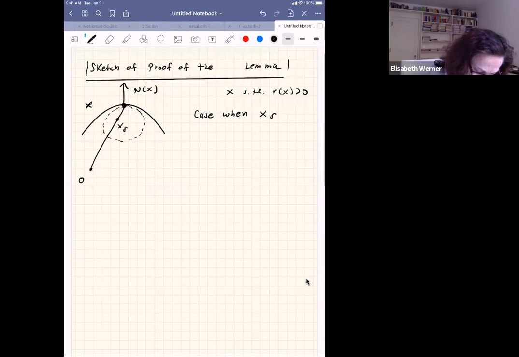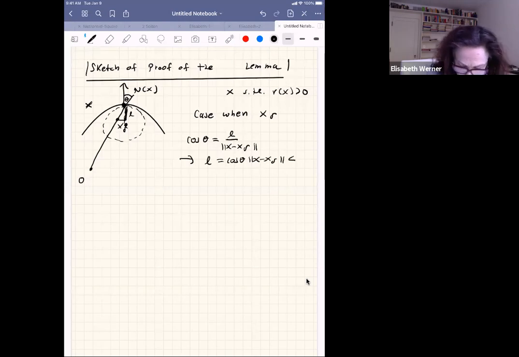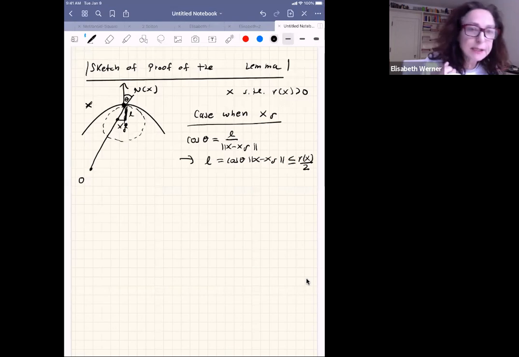In other words, let's call this angle theta. Let's say here is the center. If I looked at this length here, call it L, we have cos theta is L over the length of x minus x delta. So we are considering the case when L, which is cos theta times the length of x minus x delta, is smaller, to be on the safe side, than r of x over two. This is the only case that I'm going to consider.